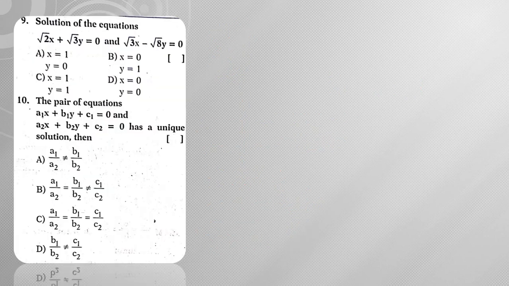Next, moving on to question number 9. Already we have discussed in previously asked questions. These two equations, if you observe, are nothing but homogeneous equations. So for a pair of homogeneous equations in two variables, clearly it has 0 comma 0 as one of the solutions. Next, the pair of equations a1x plus b1y plus c1 is equal to 0 and a2x plus b2y plus c2 is equal to 0 has a unique solution. Already you know the formula, a1 by a2 is not equal to b1 by b2. Option A is my answer then.